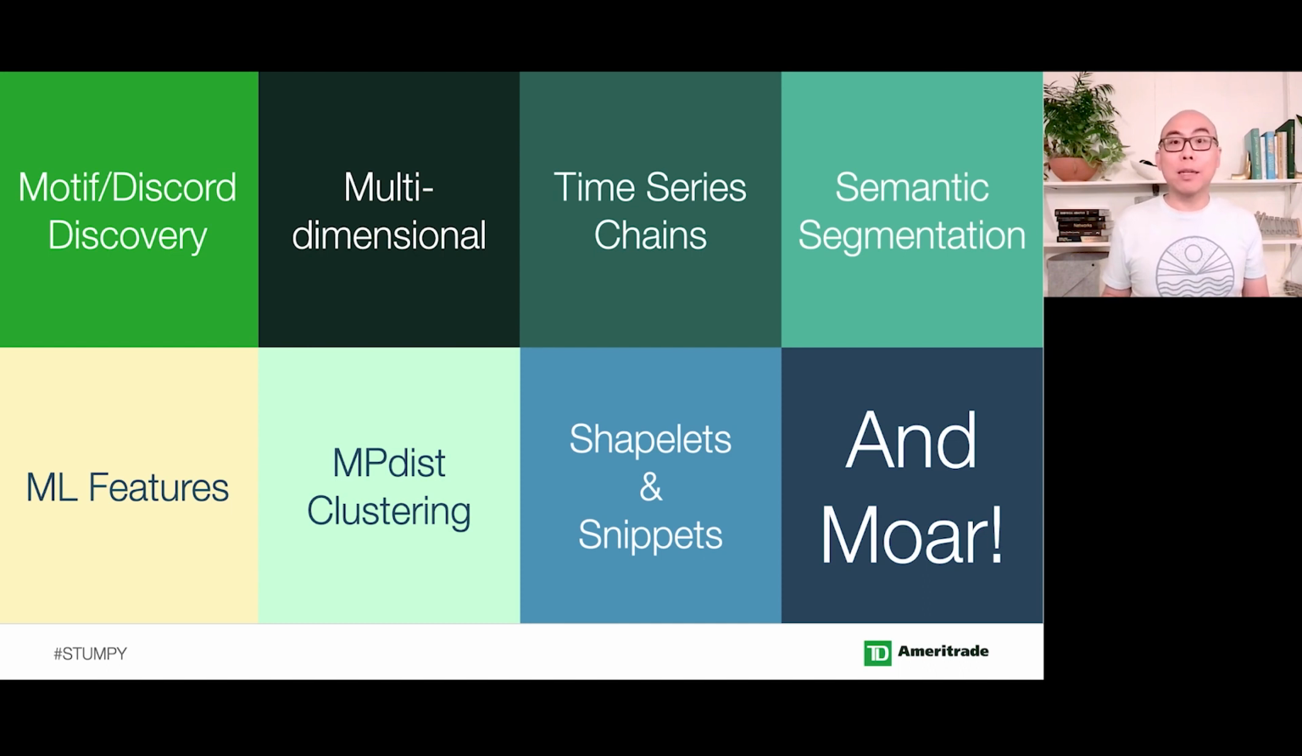Matrix profiles and their indices are great as inputs to machine learning features. You can also compare and cluster time series using something called MP-DIST. And many, many other things can be done using matrix profiles and using the STUMPY package.